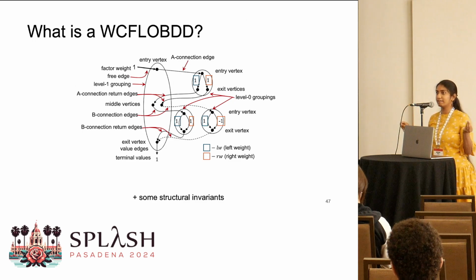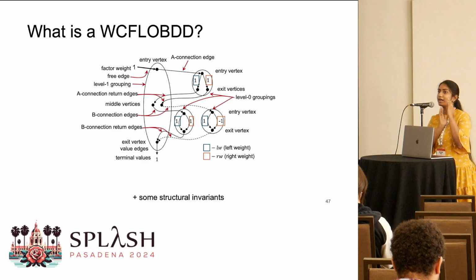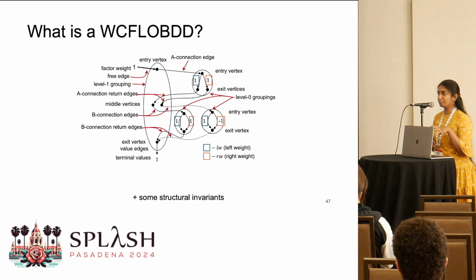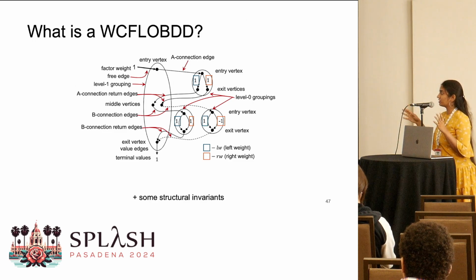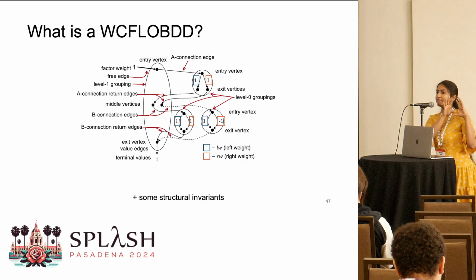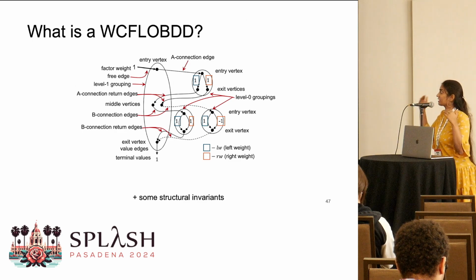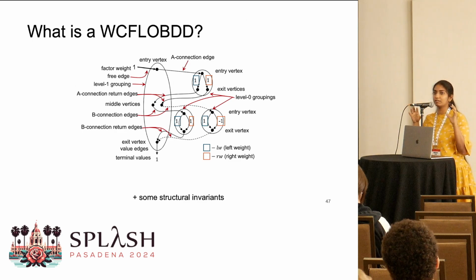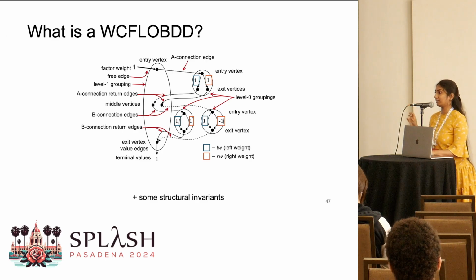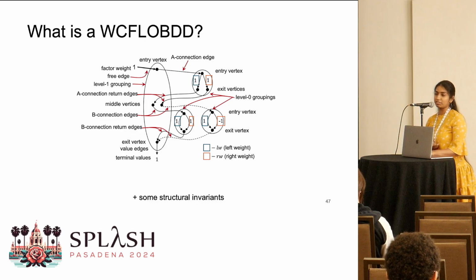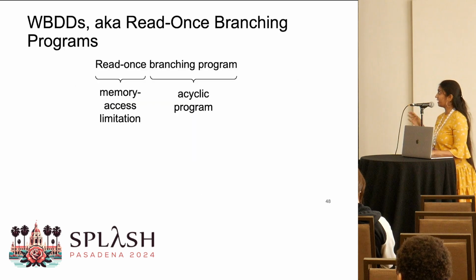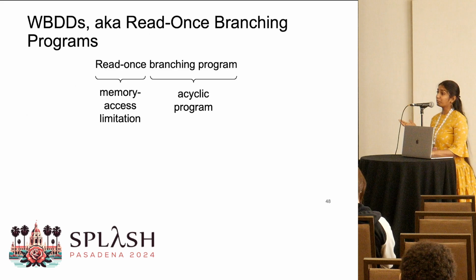And at every other level, your grouping is divided into 2 parts. One is the A connection and the B connections. It's a bit of terminology, but basically you're moving from level I to I-1 and returning from I-1 to I. And this way you're introducing hierarchy and thereby compressing substructures. You add some more structure invariants to make it canonical to ensure that you have only one unique representation for a function.